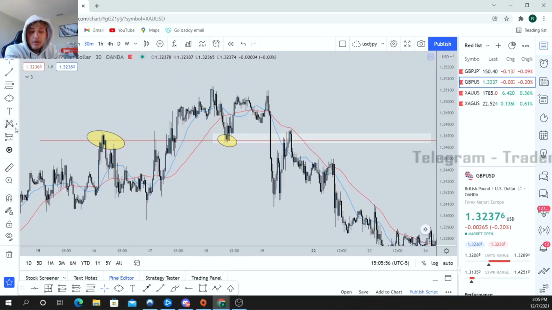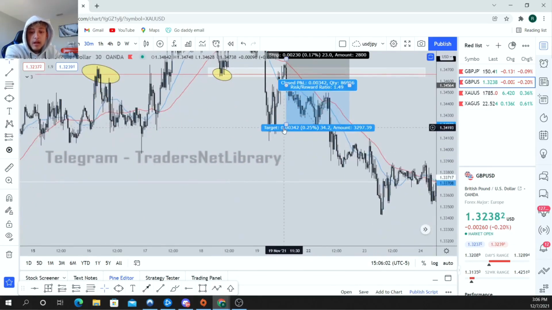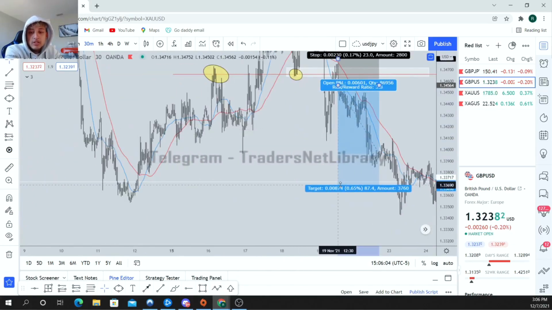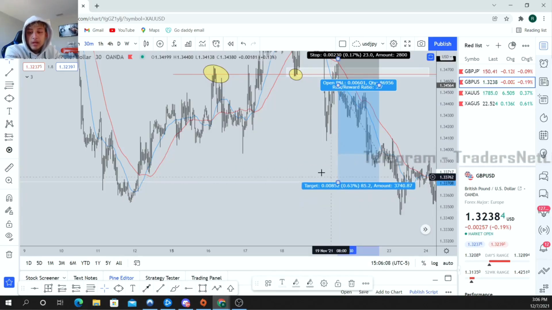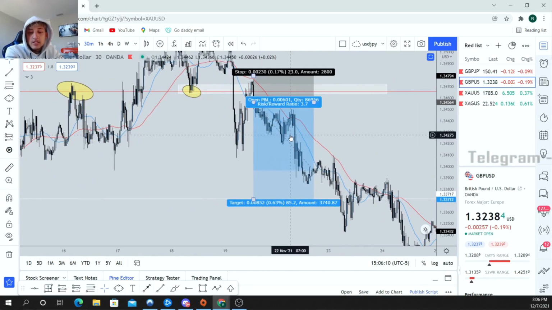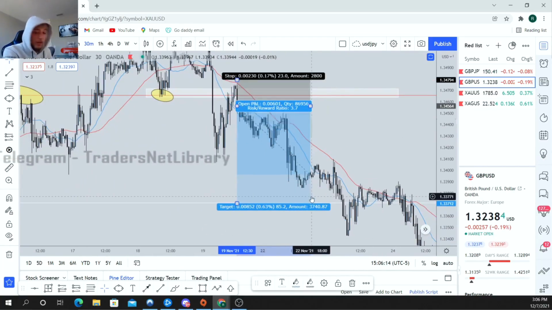What you can always wait for is a break and retest. There's always going to be a break and retest that typically plays out. So your stops go above the high, and then your take profit again, your nearest level of support and resistance, which would be really right here would be the nicer area. As you can see, we get a 3.7 risk to reward ratio. Then price went all the way back down.